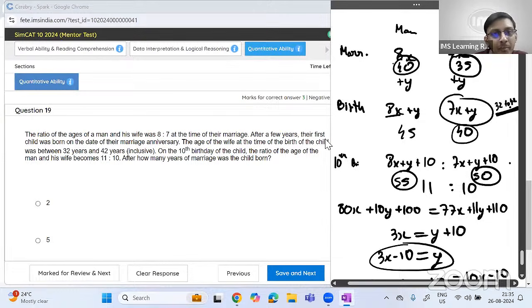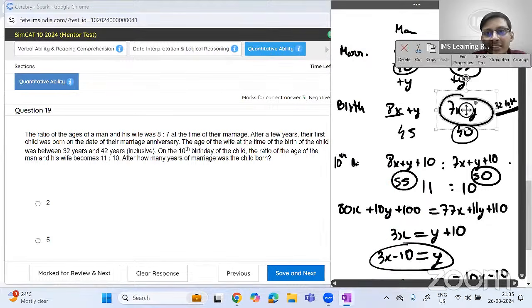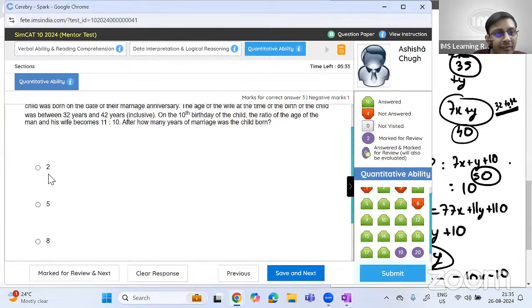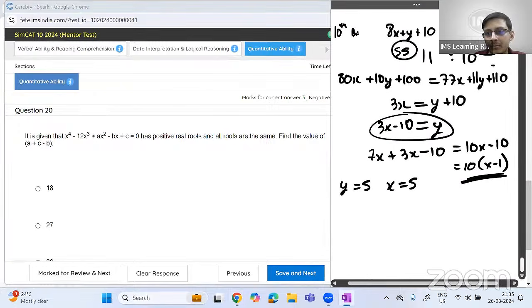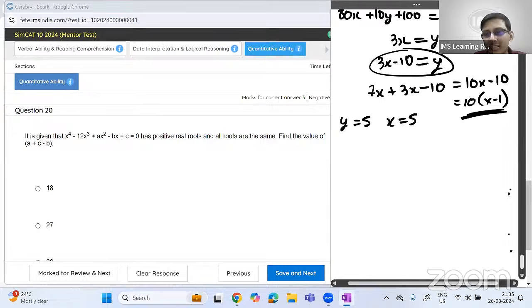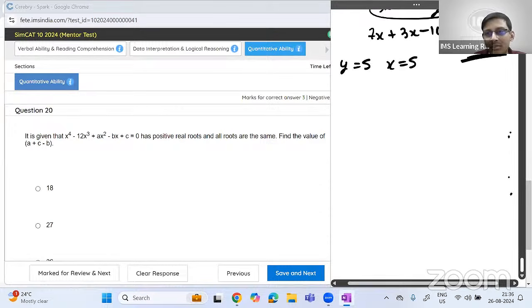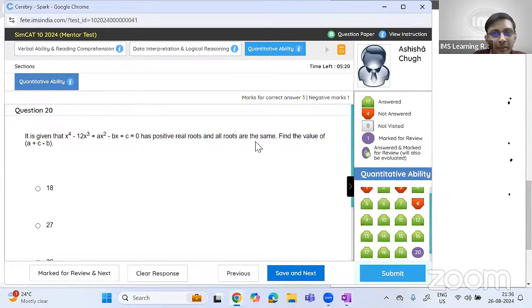After how many years of marriage was the child born? So we can see, for example, the wife went from 35 to 40. So after 5 years, we have 5. Yeah. Okay, if we look at this one now, there might have been a better way to do this. I think maybe I took the equations, but it still seems to be fine.